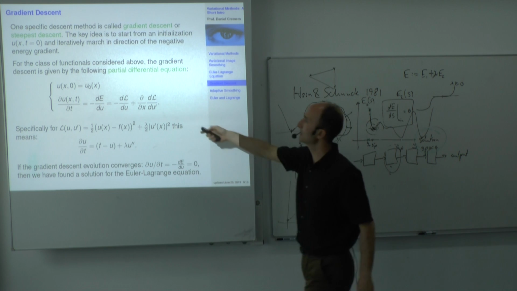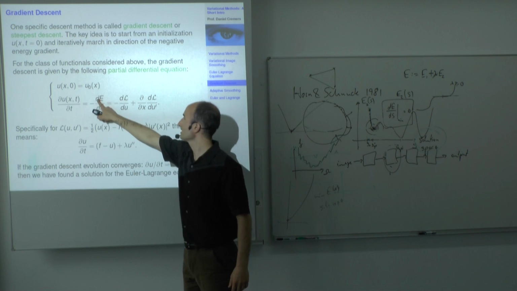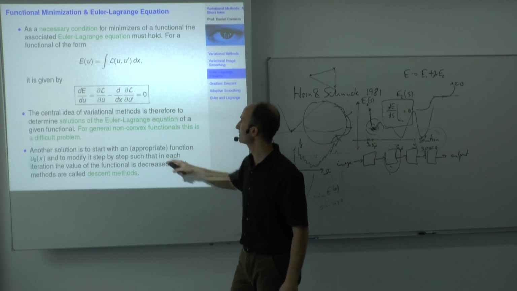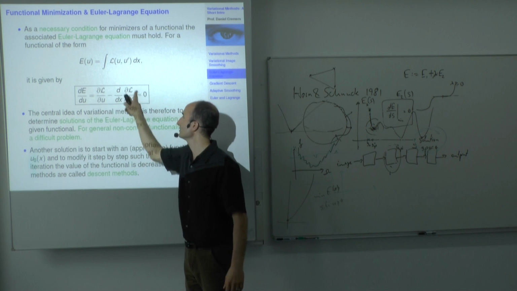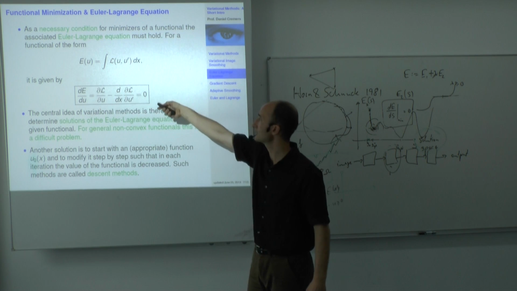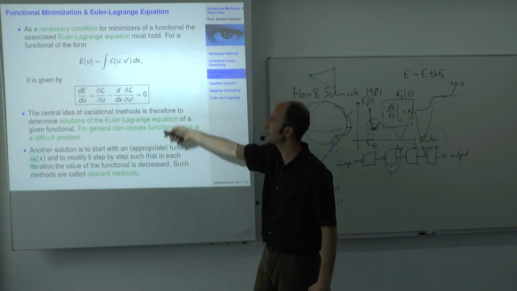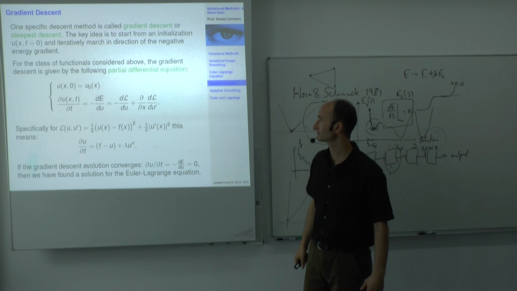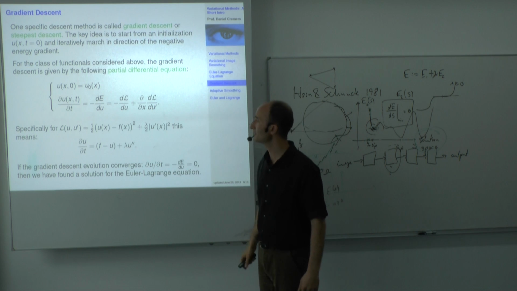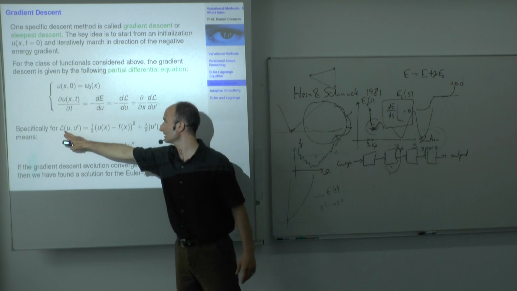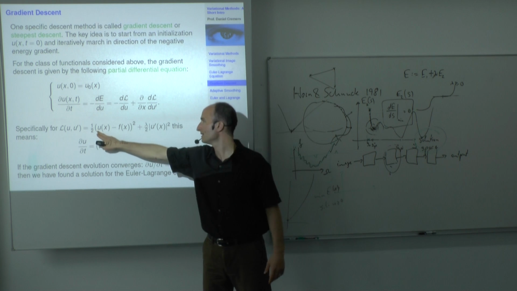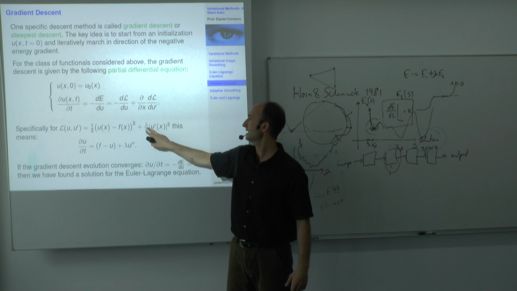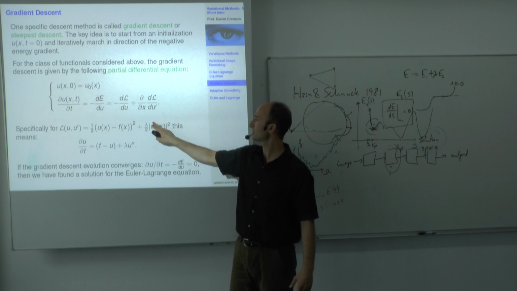Here's what this looks like. The gradient I already mentioned in the previous slide. dE by du is the gradient. If we go back one slide, here it is. dE by du is that expression for this class of energies, dL by du minus d dx dL by du prime. And for this specific energy, here I wrote it again, L of u and u prime, the data fidelity term, u minus f squared, and then lambda times the derivative square.